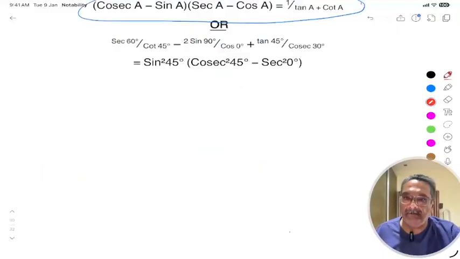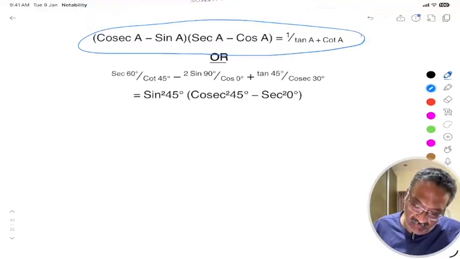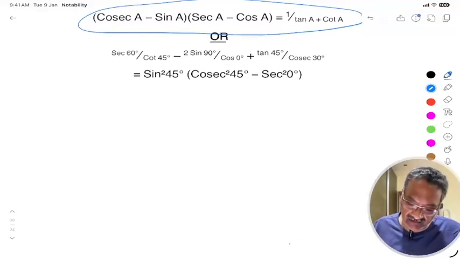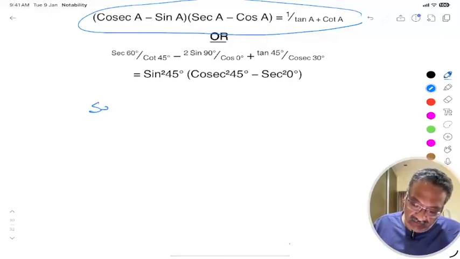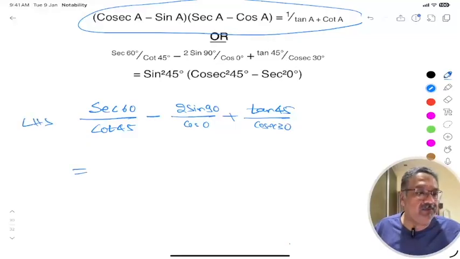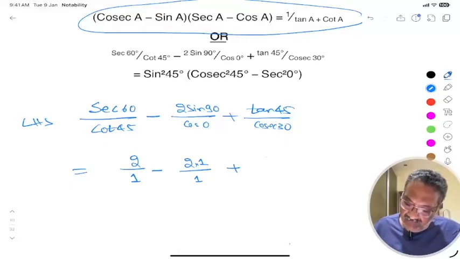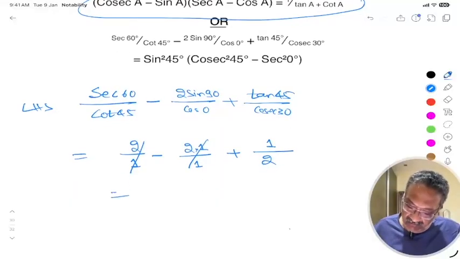Alright. Now let's take the OR part. We have to prove that LHS and RHS are equal. Let's take the LHS portion: secant 60 divided by cot 45 minus 2 sin 90 by cos 0 plus tan 45 by cosecant 30. First I will take the LHS. Secant 60 degrees is 2. 2 divided by cot 45 is 1, minus 2 sin 90 is 1, cos 0 is 1, plus tan 45 is 1, cosecant 30 is 2. 2 by 1, 2 minus 2 by 1 cancels. This is equal to 1 by 2.